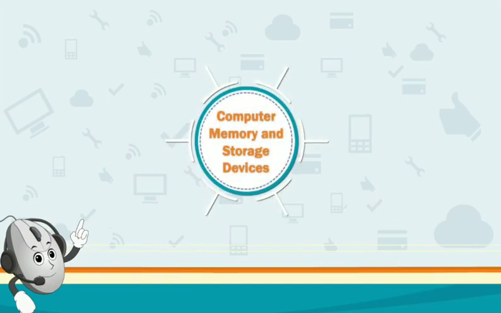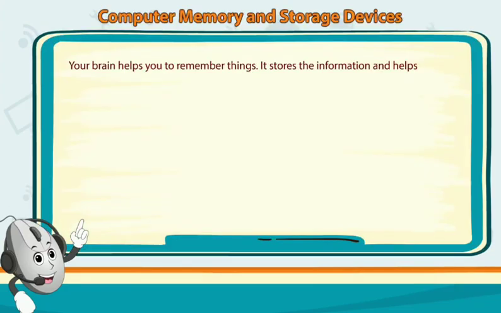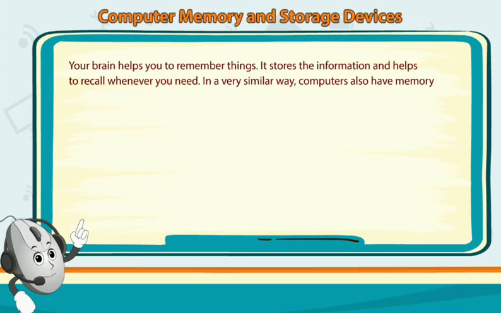Computer memory and storage devices. Your brain helps you to remember things. It stores information. Our brain helps us to store everything. It stores the information and helps to recall whenever we need. In similar way, computer also have memory, which enables them to store instructions and information.